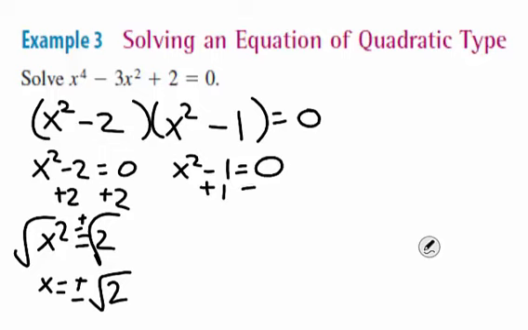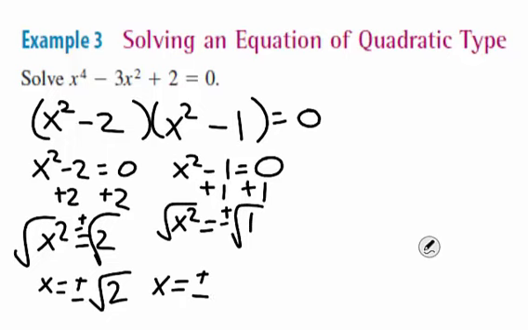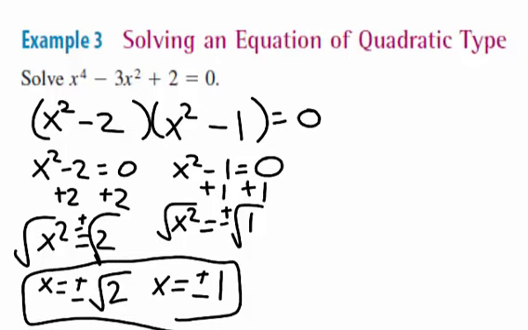So the next problem, we add 1 to both sides, and we take square root, and we get x equals plus or minus radical 1, which is just 1. So we have plus or minus 1. And we are done. Super easy.